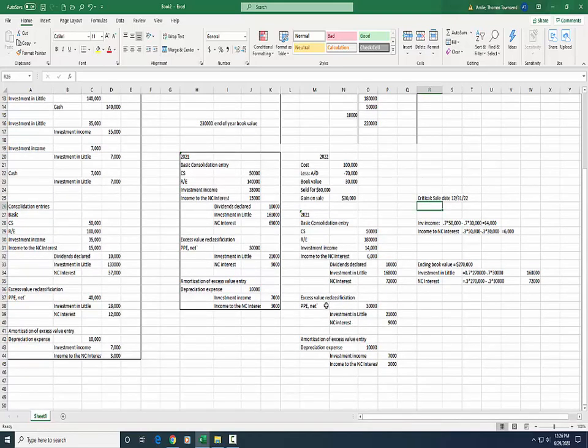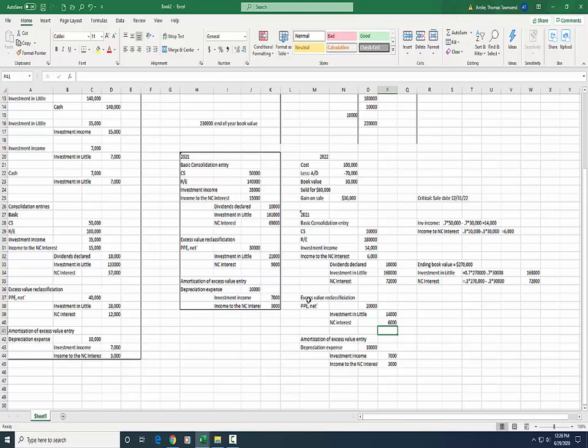We do have a little bit more we have to add. First, we do our excess value reclassification entry again, and notice what's happening here. The excess value started at 50, at the end of the first year it was down to 40, end of the second year it's down to 30, end of the third year it's down to 20. And again, that gets split 70-30 between the parent's investment and the non-controlling interest.